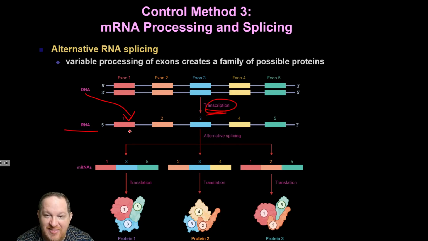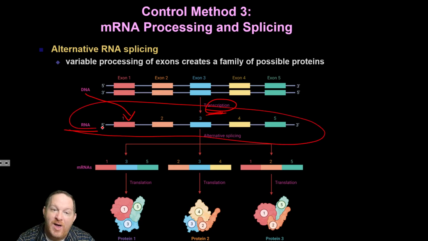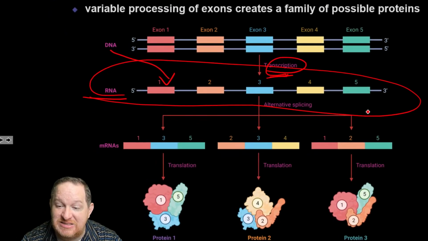So here's RNA that's been made. We got this long chain of RNA. Well, before we send this out to the ribosome, we may not want all these genes to be translated. So let's say we want gene 1, 3, and 5. Well, we can splice out 2 and 4.